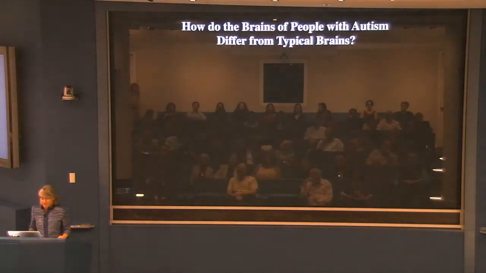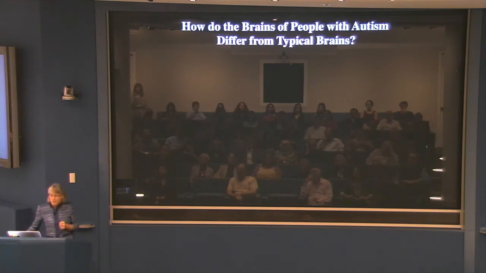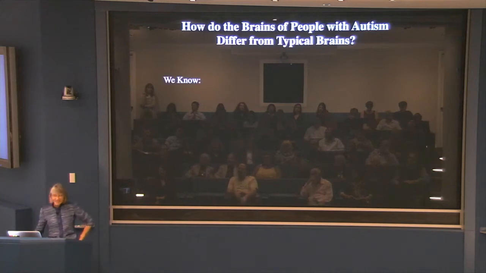So I'm going to try to address this question here, which is how the brains of people with autism differ from typical brains, which seems to me a pretty central question we're going to need to answer if we're going to understand autism. I'll say right now, I don't think I'm going to give you a very satisfying answer, but I'll tell you about my efforts to date in this venue.